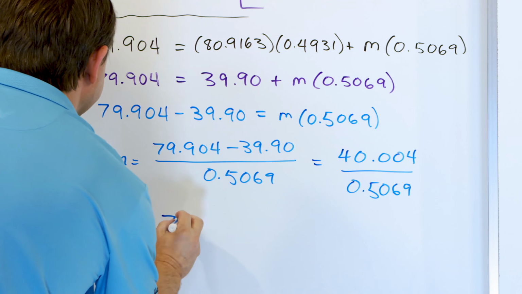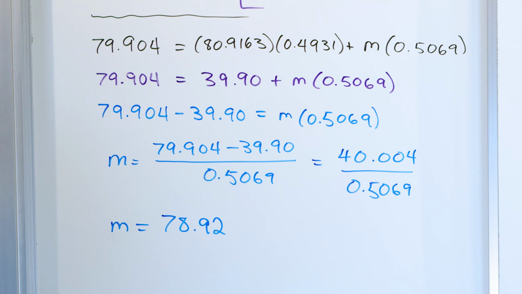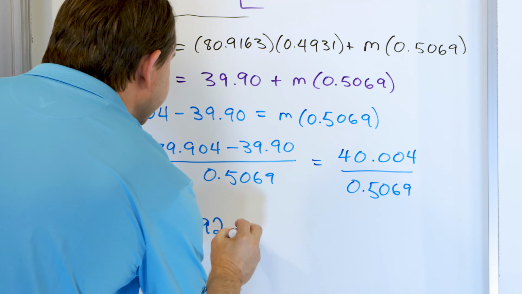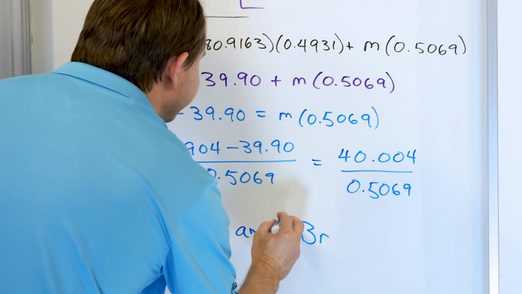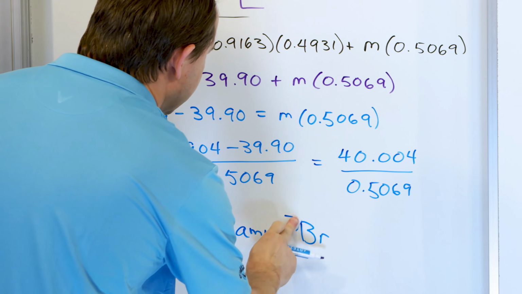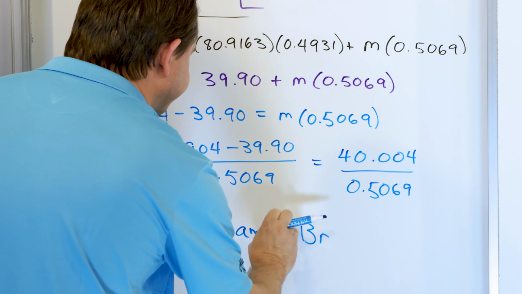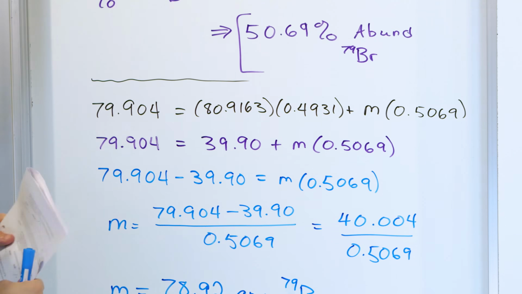you get 78.92. 78.92 atomic mass units. And what are we talking about? This is the isotope of bromine 79. That's what we actually found here. Sorry, that's a little hard to read. Let me take the numbers away. Bromine 79, right? Because that was the one with the unknown mass.